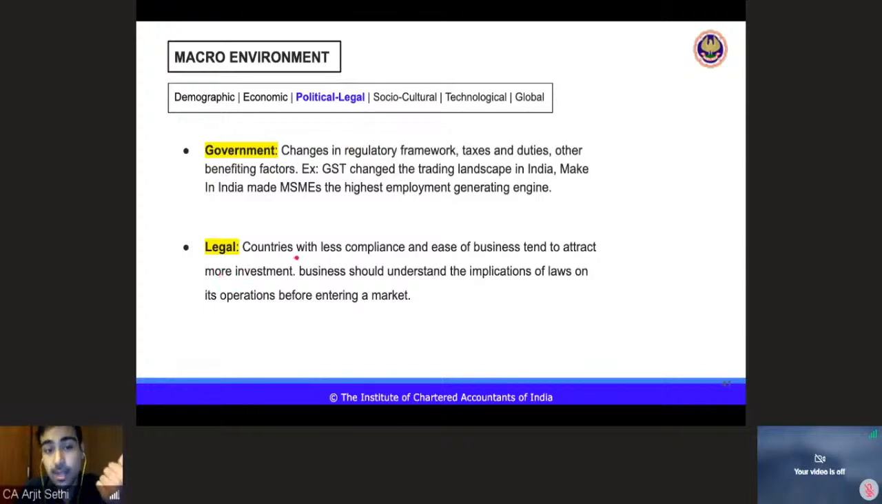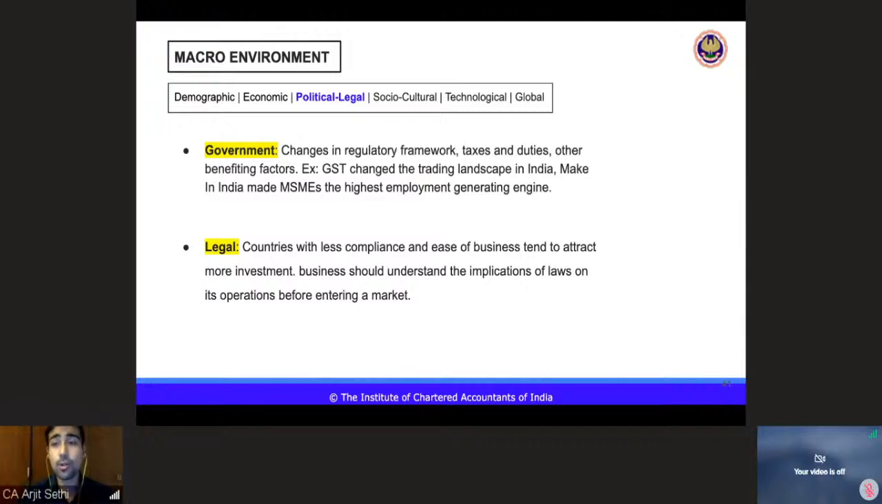Talking about legal, countries with less compliances, right? If you study GST in India when you go further in the syllabus, GST has a lot of compliance, right? You have multiple returns to fill, multiple things to tell the government, a lot of compliances. There is not ease of doing business in India, or in any particular country where there is more corruption. If you go to Russia, it is notoriously infamous for being very corrupt, right?